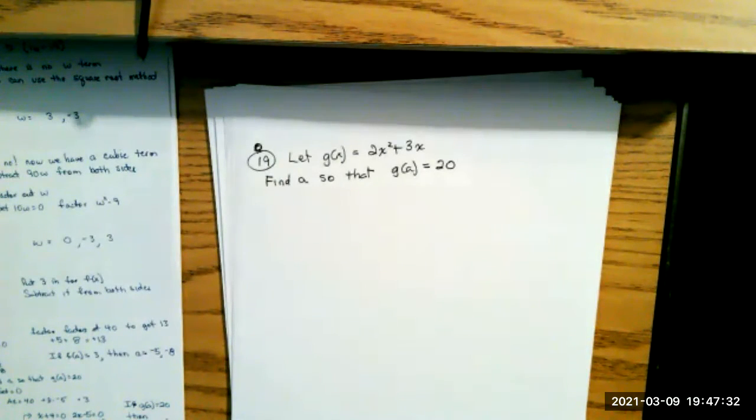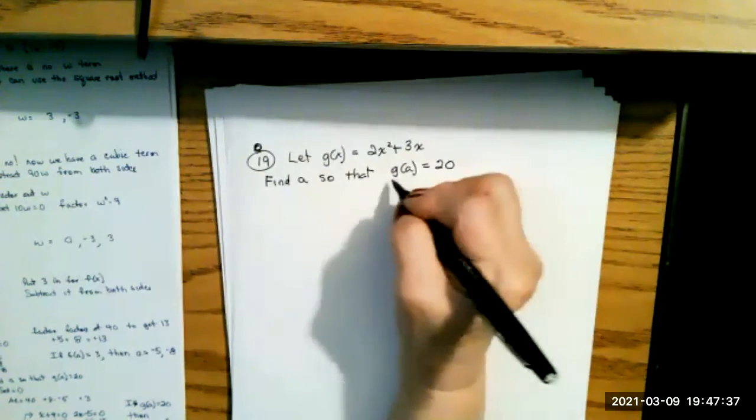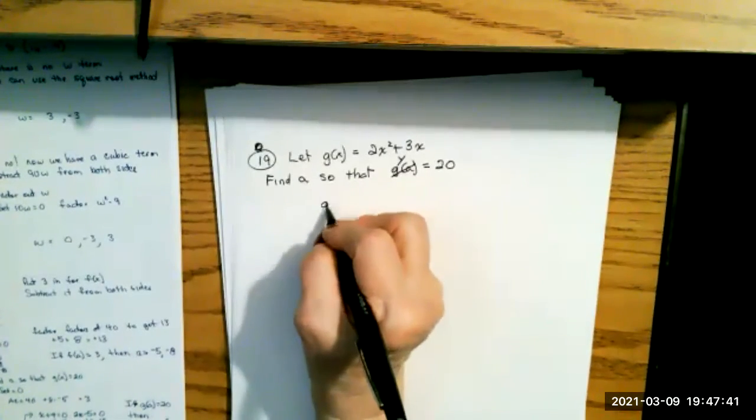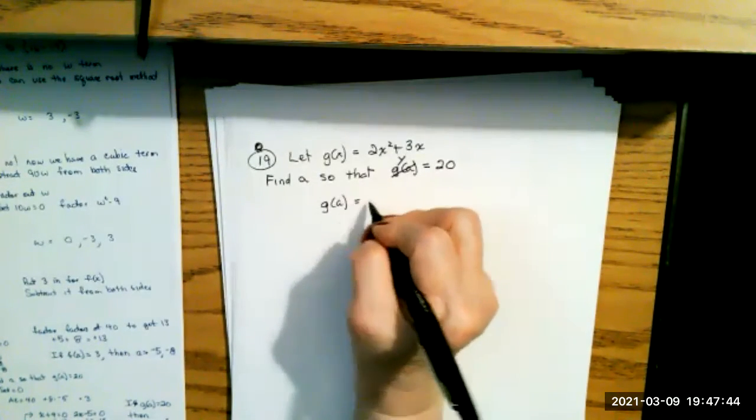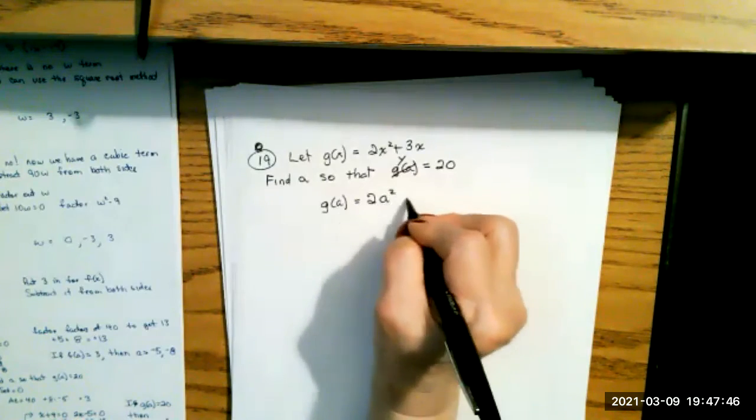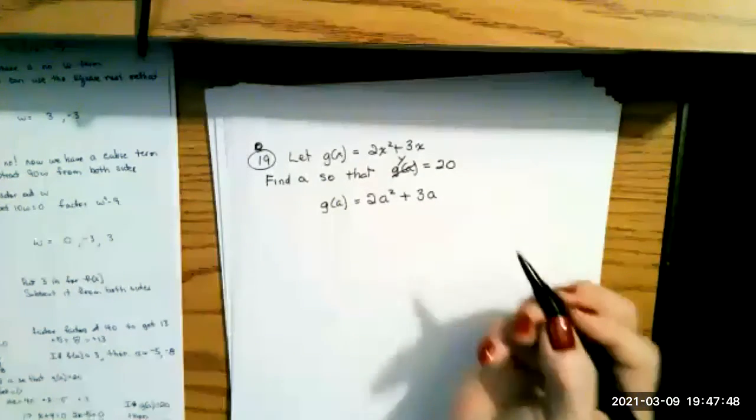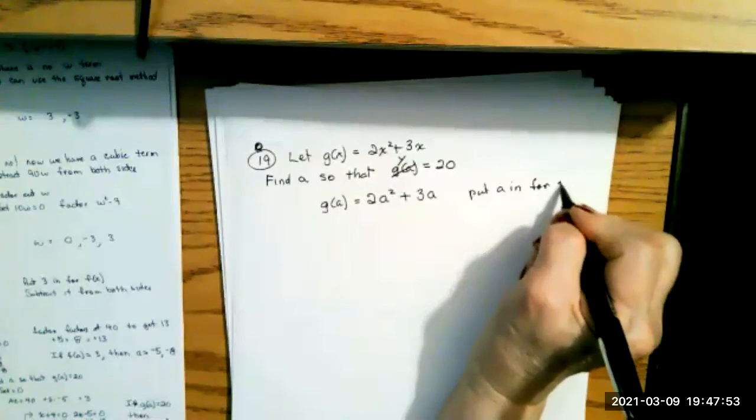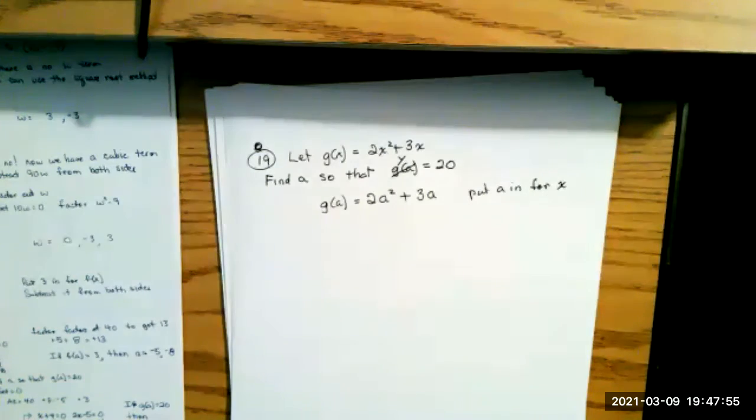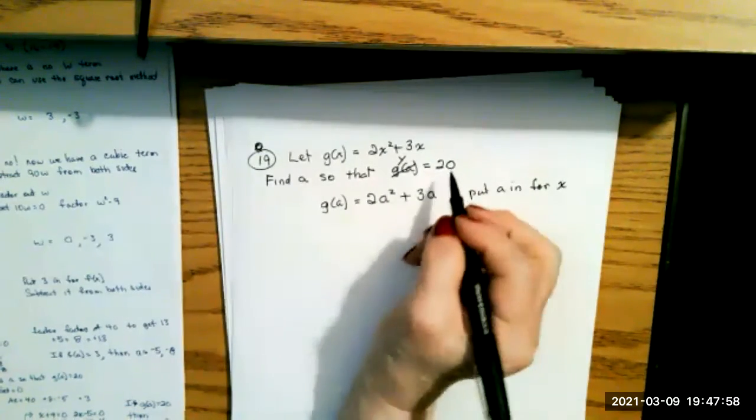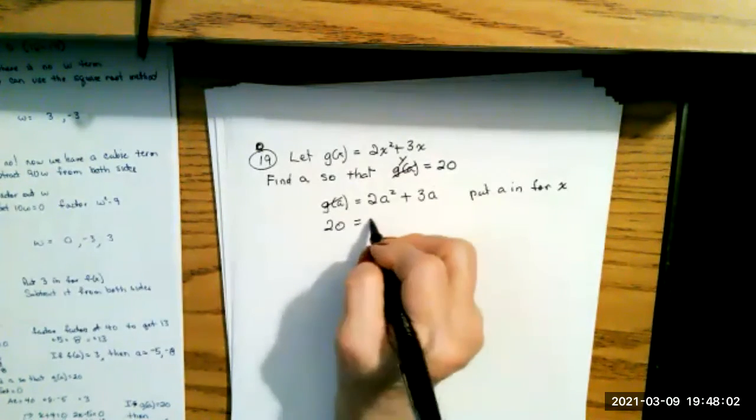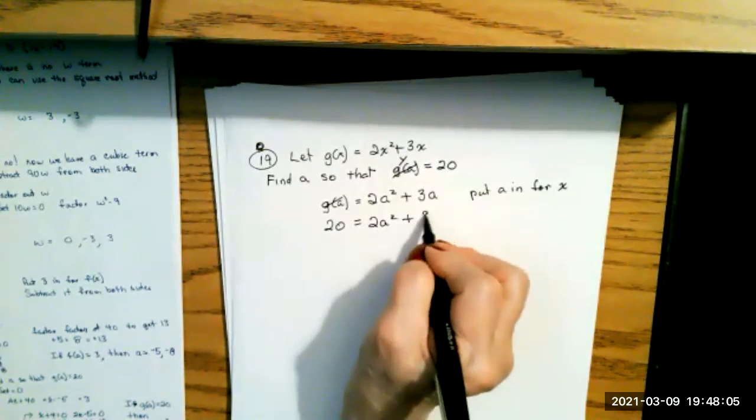Okay. g of a just means y, remember. So what we're going to do is make this say g of a here, and then we'll substitute 2a squared plus 3a. We're just going to put a in for x. Now we're going to put the 20 in this g of a spot. 20 equals 2a squared plus 3a.